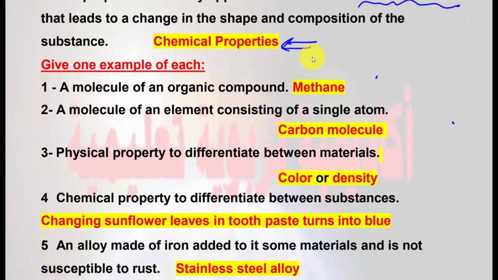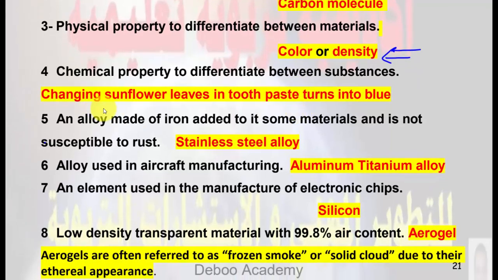Give an example for each of the following. Organic compounds, it's methane, CH4. Molecule of an element consisting of a single atom, it's carbon molecule. Physical property to differentiate between materials: color and density. Chemical property to differentiate between substances: changing sunflower leaves in toothpaste into blue. As we said, toothpaste is alkali, so it turns sunflower or litmus paper into blue. If it's acidic, it turns blue litmus paper into red.